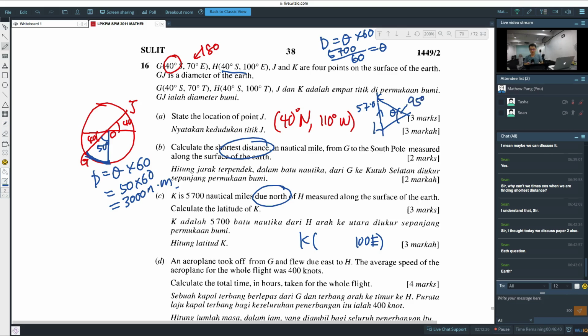Isn't it? You just imagine, you have 40 south, you move 40 degrees, you go to the equator. And then you move another 55 degrees from the equator to the north, it's called 55 north. Alright, then what's the question? The question is to find the latitude of K. So the latitude of K is just 55.